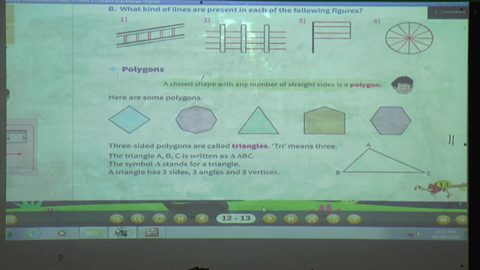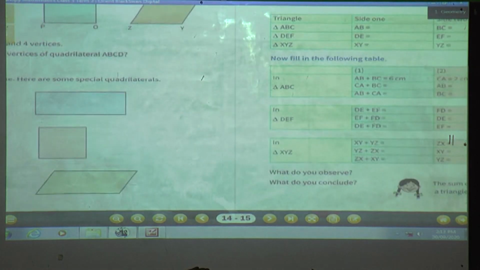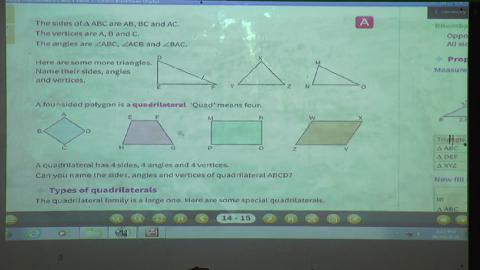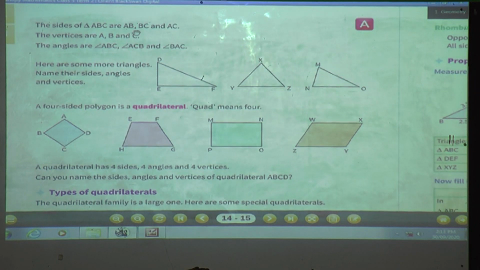Now, next page, page number 14. The sides of triangle ABC are AB, BC and AC. Just now I told you the sides of triangle ABC are AB, BC and AC. The vertices are A, B, C and the angles are angle ABC, angle ACB and angle BAC. Now, here are some more triangles. Name their sides, angles and vertices.